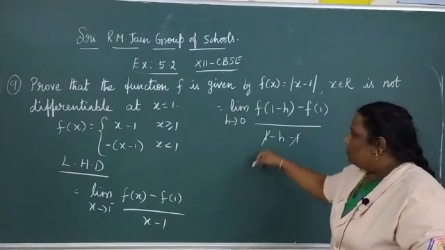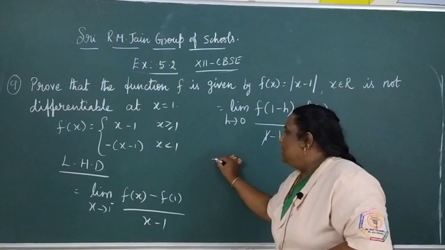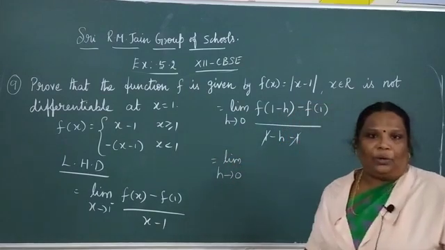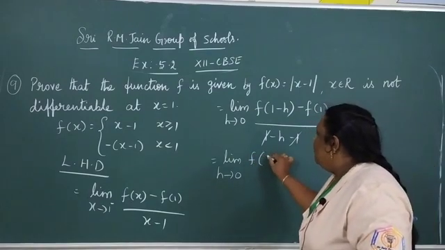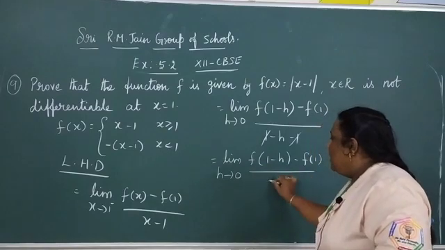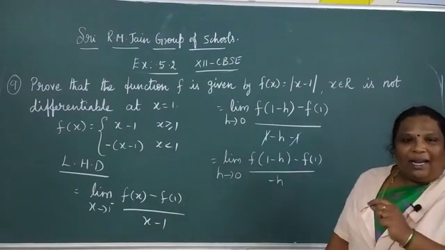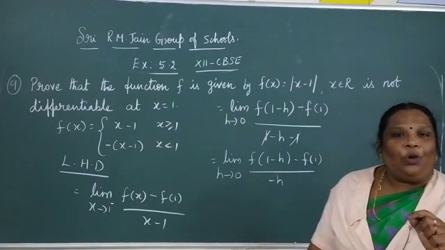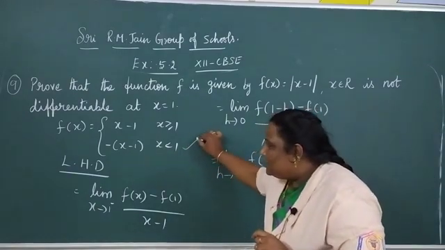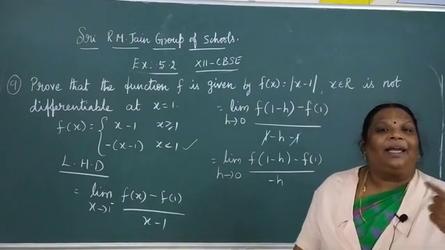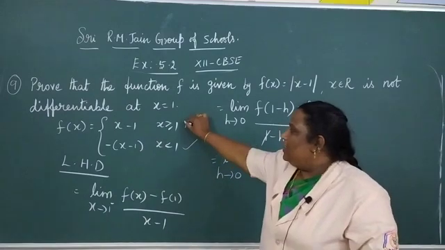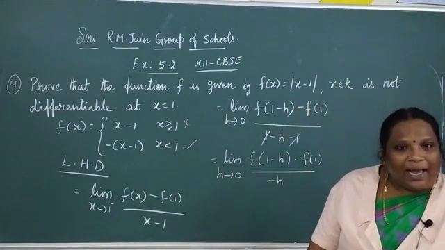Here plus 1 minus 1 get cancelled. Limit h tends to 0, f of 1 minus h minus f of 1 by minus h. Here I am discussing the value of the left hand limit. Left hand means x less than 1, that is the negative side. Right hand means the positive side. This one is the right hand and this one is the left hand.